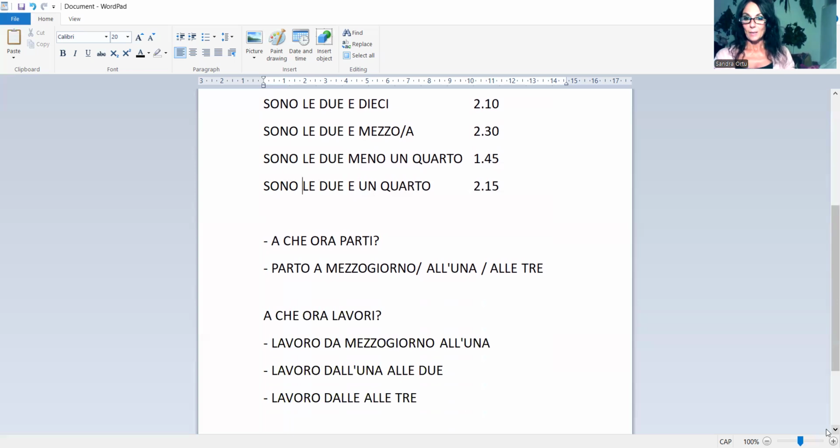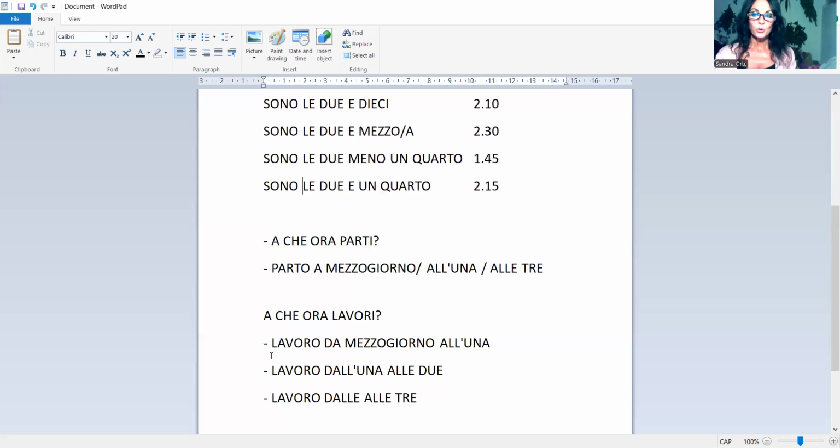Let's see another example, a little bit more complicated. Again, with these strange looking little words in front of numbers. And again, we will have a general look, but don't worry too much about the more in-depth grammar. So same principle. The question is, a che ora lavori? At what time do you work? And here are 3 different options.